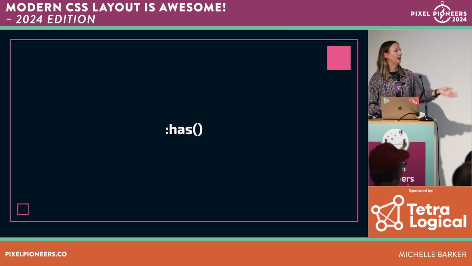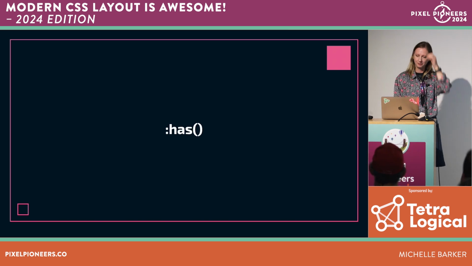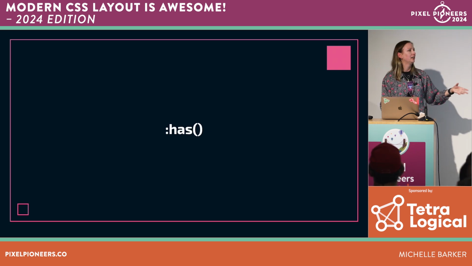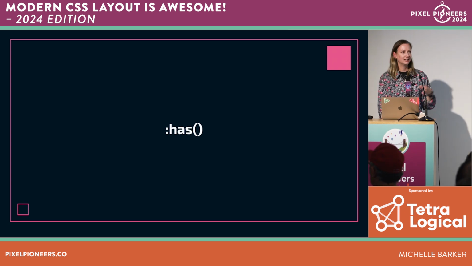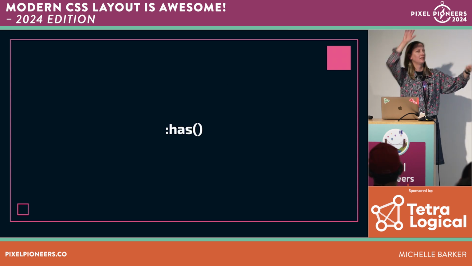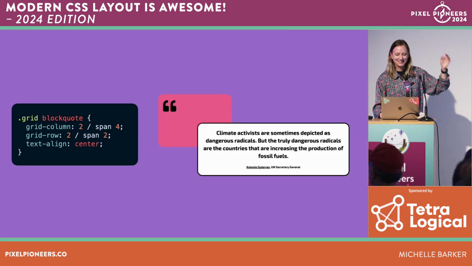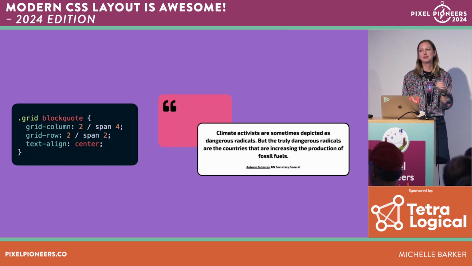Now we saw a little bit of what :has can do, the :has pseudo-class or parent selector. And I really like the idea that we can style our layout differently depending on how many items our grid has, or what it contains. So it allows us to style a parent, but it also allows us to style a sibling, because we're reaching up through the DOM and then reaching back down again. It's really fun.